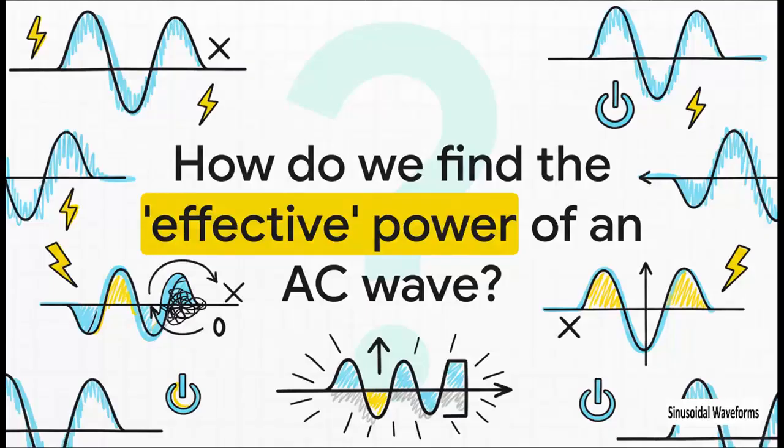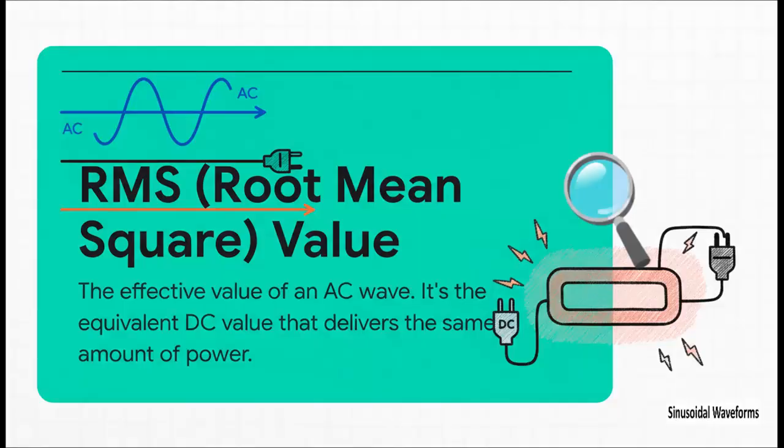And that is the key question for pretty much any real-world application. We can't use the peak value because it's only there for an instant, and we can't use the average because it's zero. We need a way to find its effective, its truly useful value. And the solution is a pretty clever mathematical tool called the RMS, or root mean square value. Now, don't worry about the name. What matters is what it is. The RMS value of an AC wave is the equivalent DC value that would produce the same amount of power. It's the practical apples-to-apples number we've been looking for.